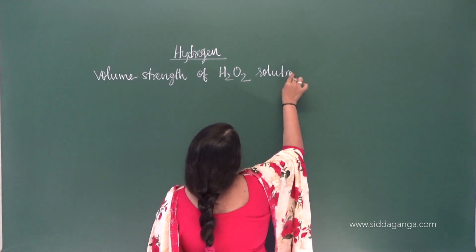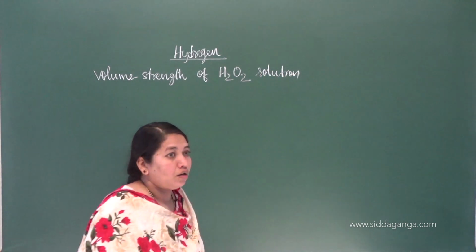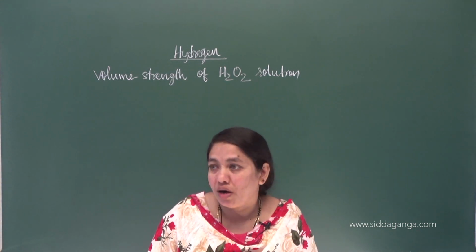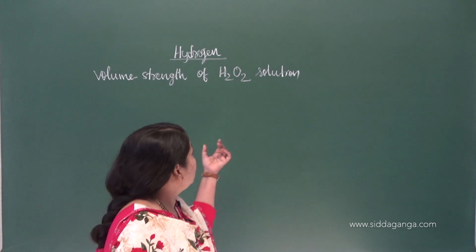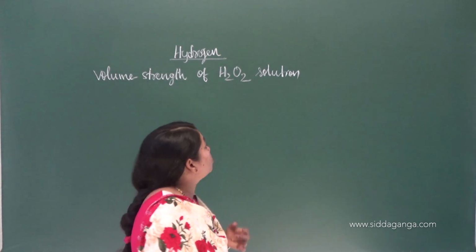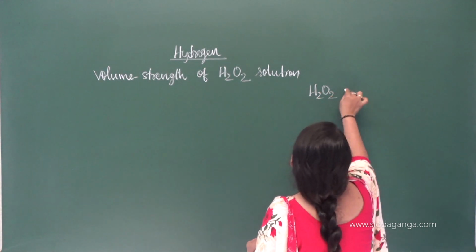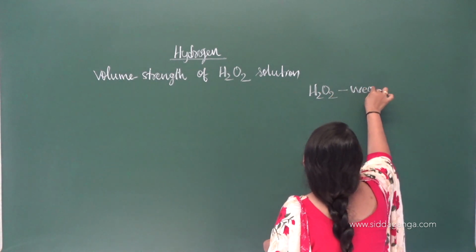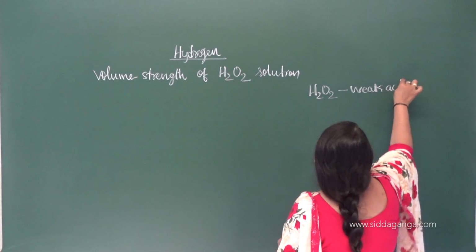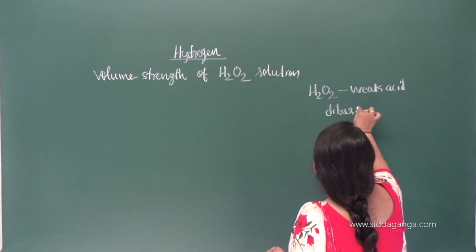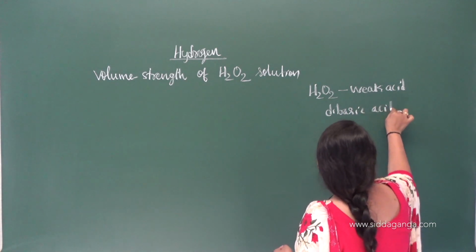Hydrogen peroxide solution, because if you take pure hydrogen peroxide, we are not going to get that. So for that expression, hydrogen peroxide is a weak acid, and then it is a dibasic acid. Hydrogen peroxide is a dibasic acid.